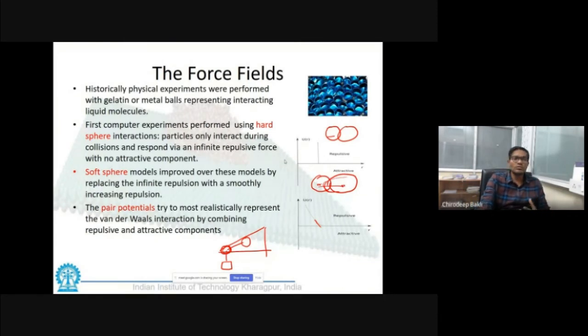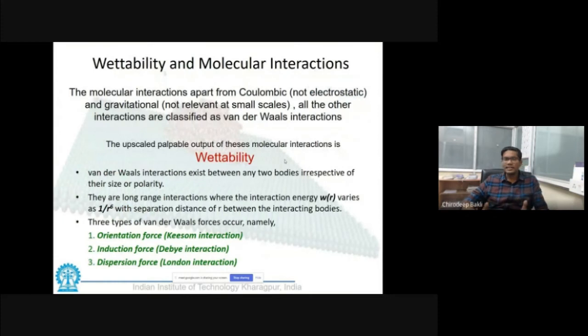And with these two initial models, several people did quantum mechanical experiments and tried to solve the Schrodinger equation and come up with different solutions to this, and tried to project different equations. From those, pair potentials would have to take into account three major forces apart from the Coulombic or electrostatic forces into account.